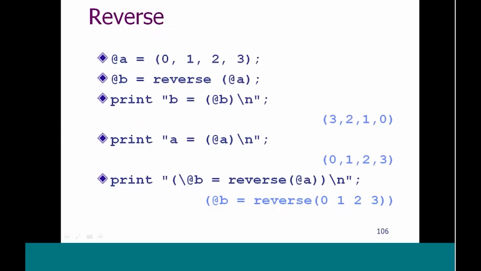So in this array, for example, the @A is 0, 1, 2, 3. This one is the $A[0], this is $A[1], etc., and this one is $A[3]. Now we say the new array @B is reverse of @A. One thing you notice is that when we declare a new array, we don't have to declare it upfront. We can directly make that assignment.